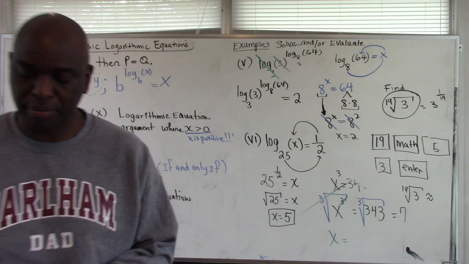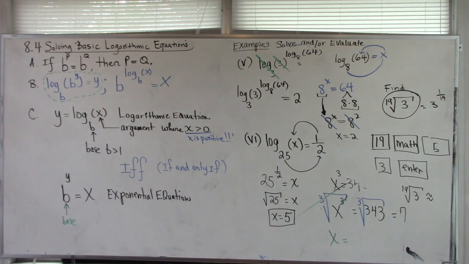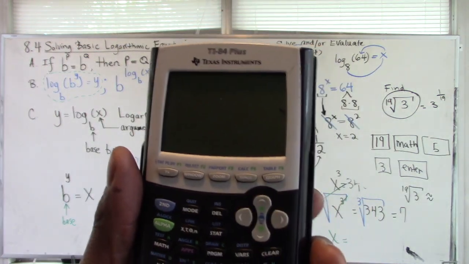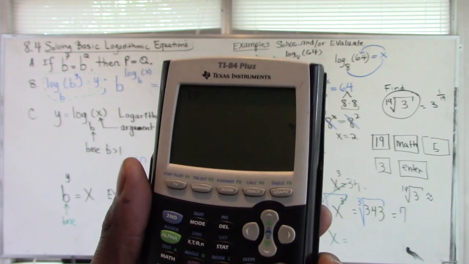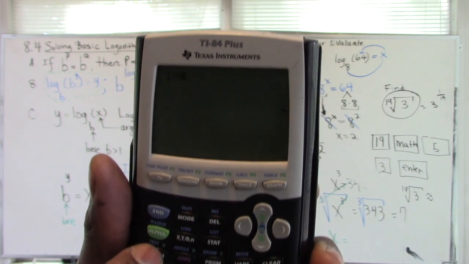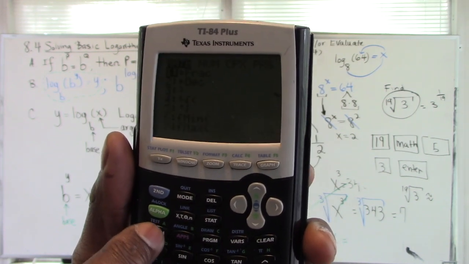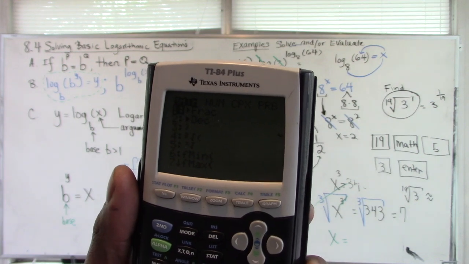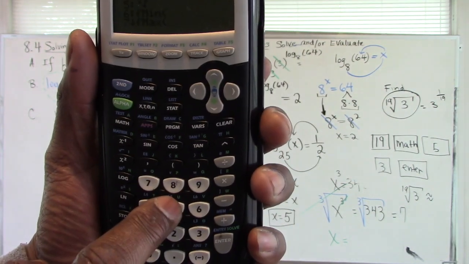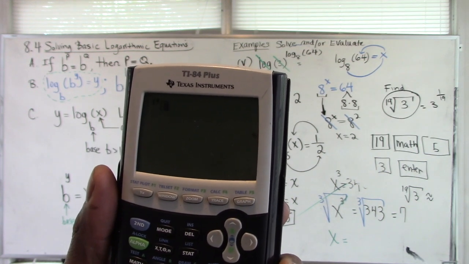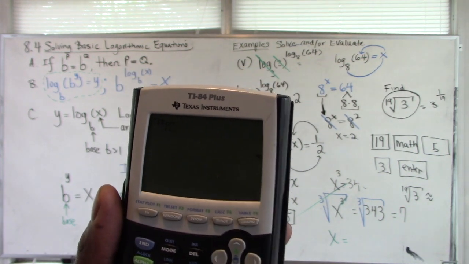Let me show you. So first of all, we have a clear screen. We said type in 19. 1, 9. Very good. Then we said go to math. M-A-T-H. Math. Got it. We said go down to number 5. Number 5. Got it. See that? That's the 19th root. Look at that. Now type in 3.